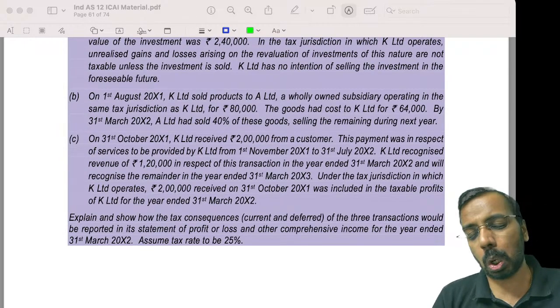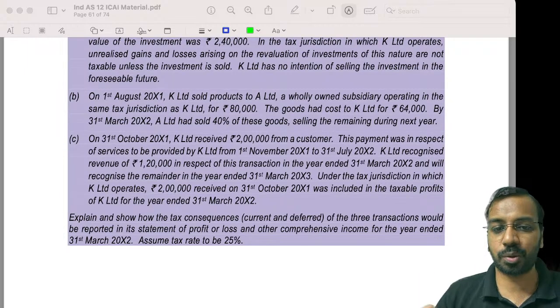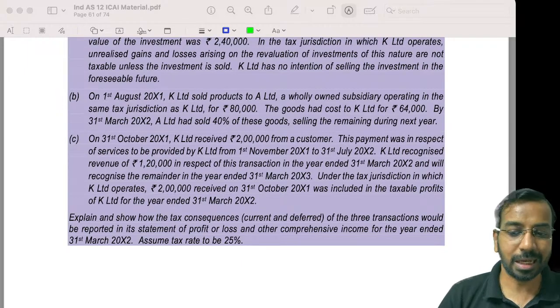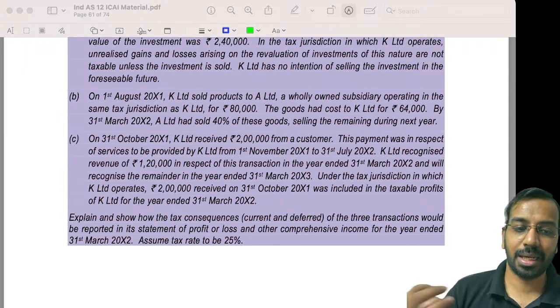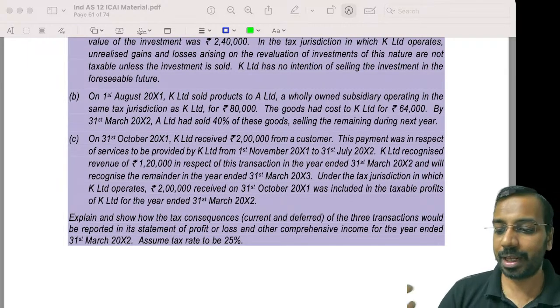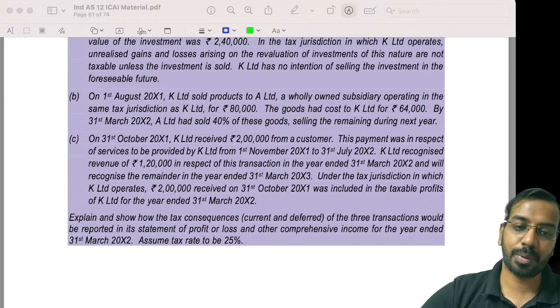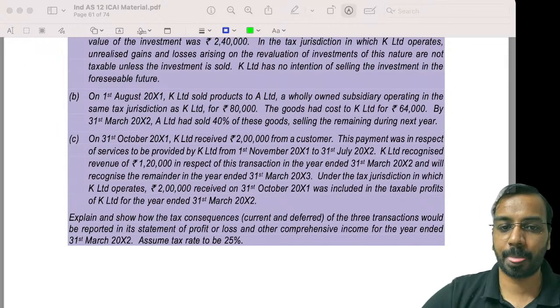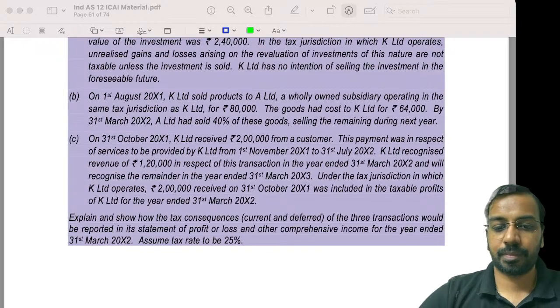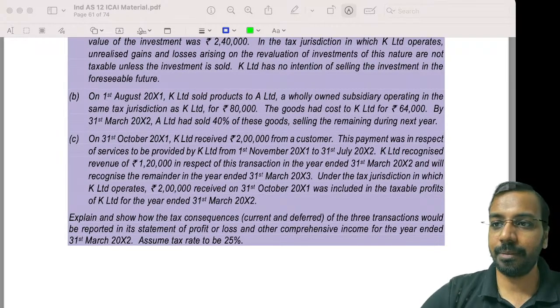The study material has a lot of theory, so we have actually tried to compress all the theory and summarize it to the extent possible. I hope this has helped you revise Ind AS 12 pretty quickly, and it will help you prepare well for the examination. Any questions, or we'll call it a day and continue tomorrow.